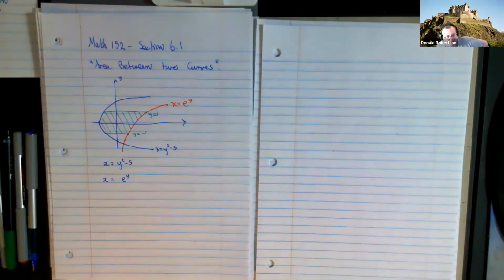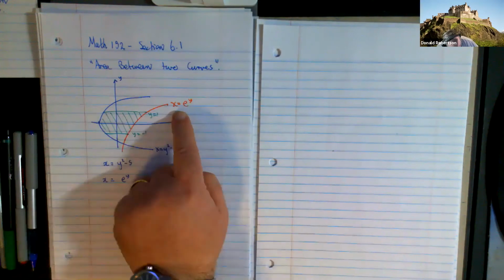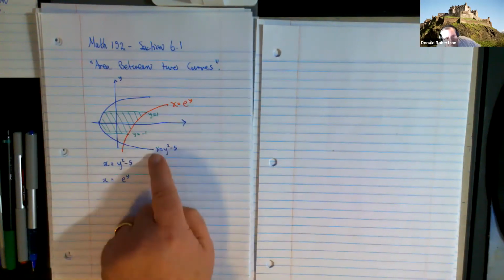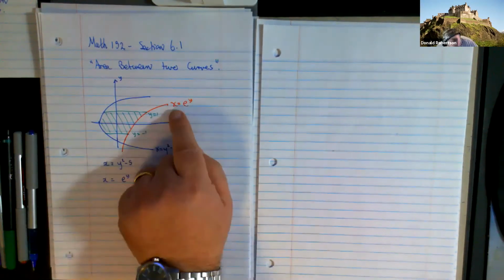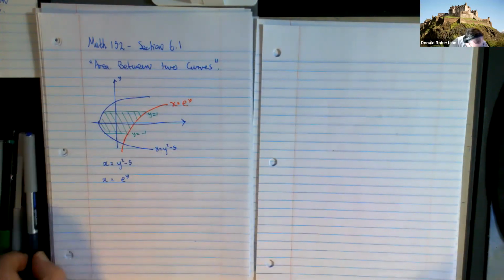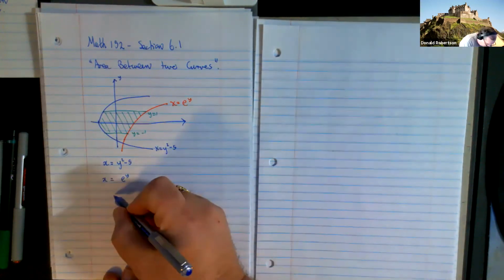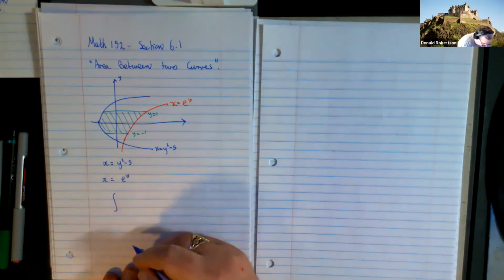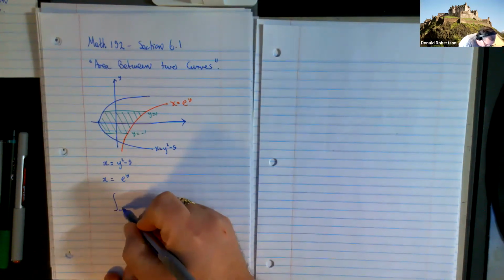Let's talk about area between two curves, but this time the curves are going to be given as functions of y. So imagine x equals e to the y is the red curve, x equals y squared minus 5 is this fella here, and we're being asked to get the area between the curves starting at -1 and finishing at 1. And what we said is that to do that, you find the integral from y equals -1 to 1.